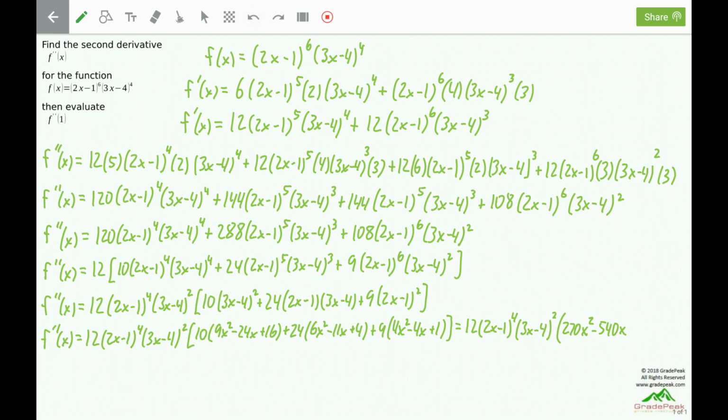10 times 16 is 160, 24 times 4 is 96, and 9 times 1 is 9. 96 plus 9 is 105, plus the 10 times 16, which is 160. 105 plus 160 is 265.